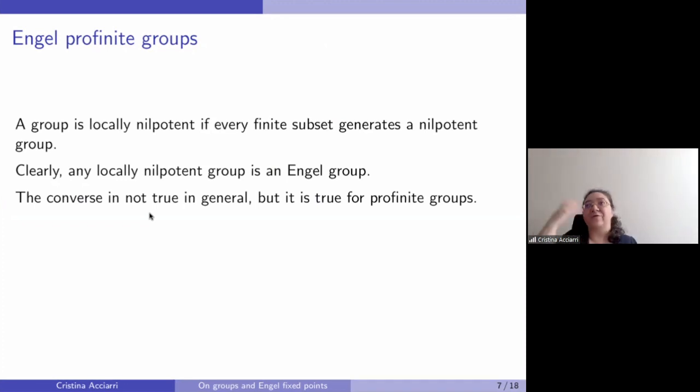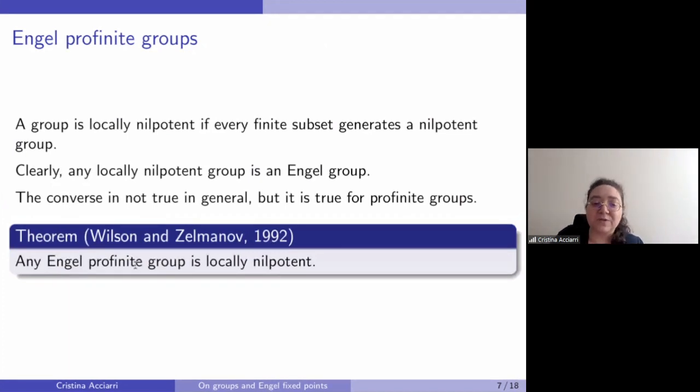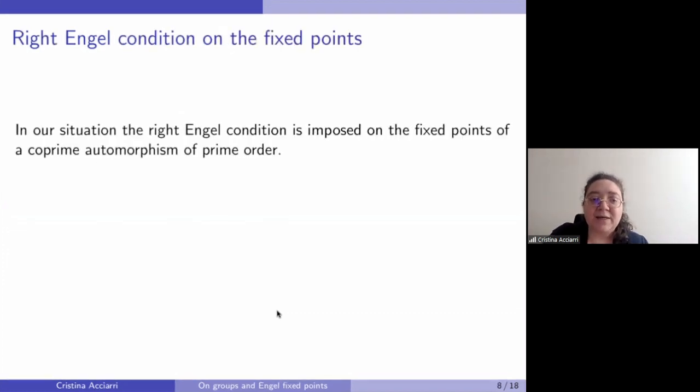For example, it's true for finite groups, but we are more interested in profinite ones, and so I want to talk about profinite groups. Why is this true for profinite groups? This is a deep result by Wilson and Zelmanov, saying that any Engel profinite group must be locally nilpotent. Okay? So this is important to remember.